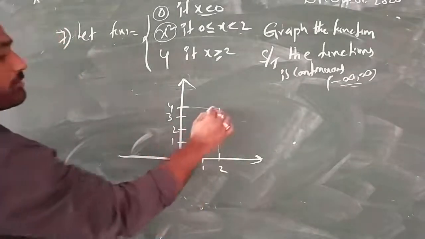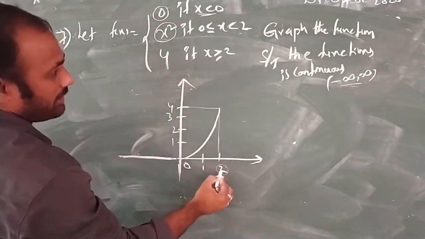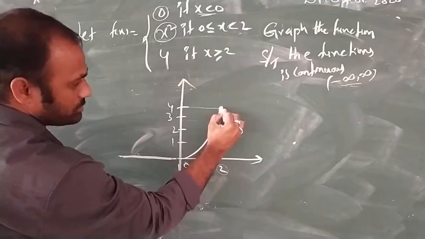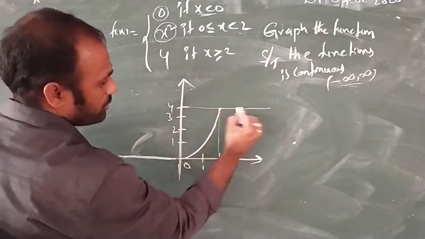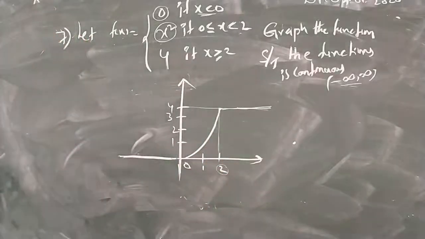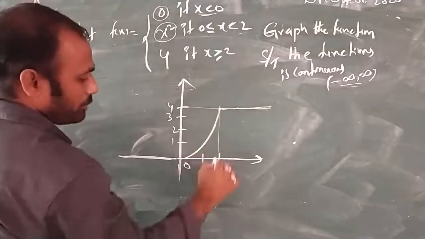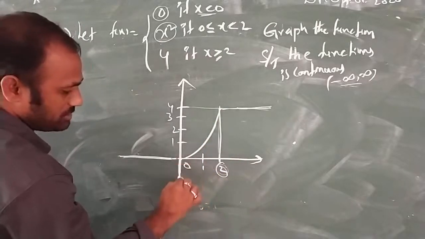Y is equal to, it will be a parabola. Next, at this phase, x greater than or equal to 2, at 2 as well as more than 2 values, it will be only 4 values. It is a normal straight line. So this is the graph. So we have 2 points, we need to check the continuity at 2 as well as at 0.